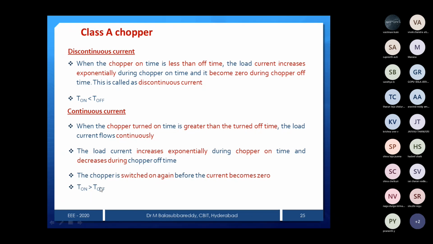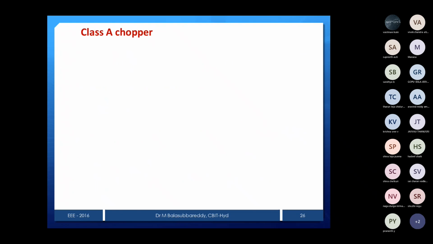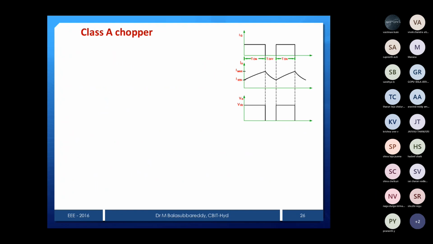If the on time is greater than the off time, then we can say it is a continuous mode of operation. Now, I want to know the value of I minimum and the value of I maximum, because I mentioned here some magnitude, and this is the maximum magnitude. So we need to derive the expression for I minimum and I maximum. That is a very important derivation. Even in the descriptive subject they ask you to derive the expression for I minimum and I maximum.